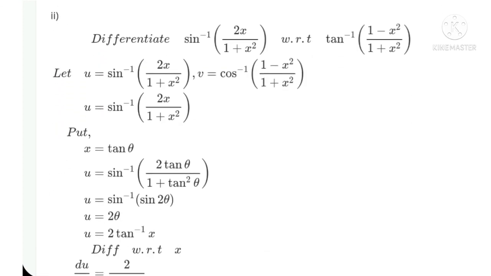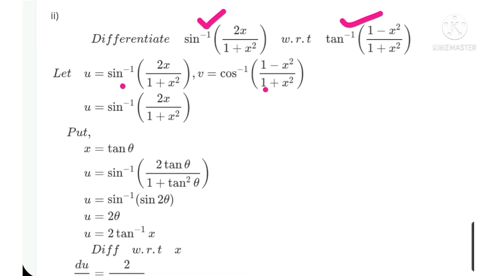Similarly, for the second one, differentiate sin inverse of 2x upon 1 plus x square with respect to tan inverse of 1 minus x square upon 1 plus x square. Suppose this is u and this is v. So you first find du by dx.